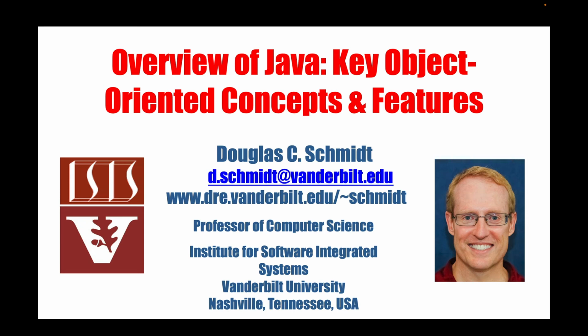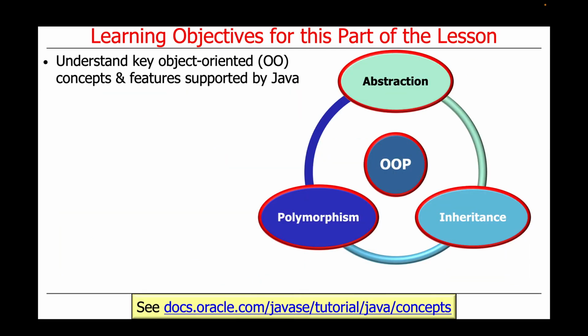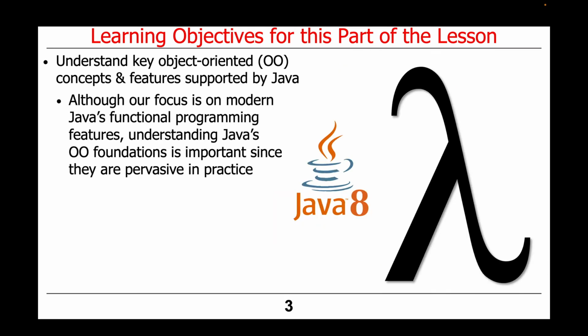We're now going to begin our overview of Java, focusing initially on key object-oriented concepts and features supported by the language. These concepts and features include abstraction, inheritance, and polymorphism. And although our focus in this material is on modern Java's functional programming features, understanding Java's object-oriented foundations is also important, if for no other reason than that they're very pervasive in practice.